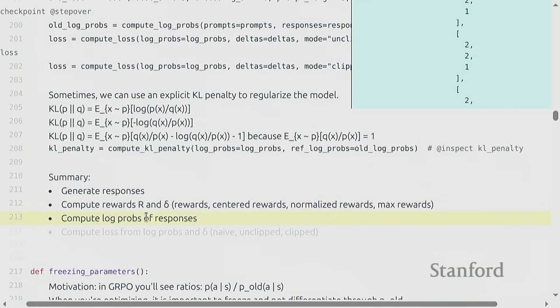Simultaneously, you can compute the log probs of the responses, and then you compute the loss from the log probs and the deltas that you got here, and you combine them. You either clip or don't clip, or you normalize. And then you take a gradient step.